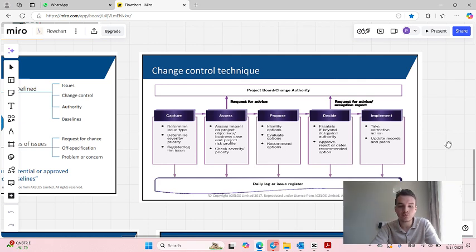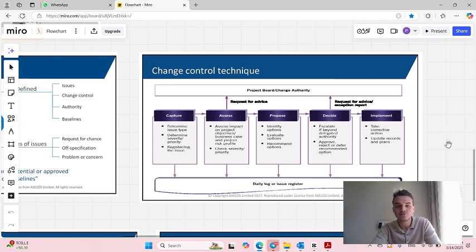And below, we have the daily log or issue register. That is some kind of documentation where you are going to keep track of change that you are implementing for the project. The first step of capture is about determining the issue that you are facing. After that, you are going to assess the impact of this issue, how it is going to impact project objectives, business case, and you need to determine its priority.